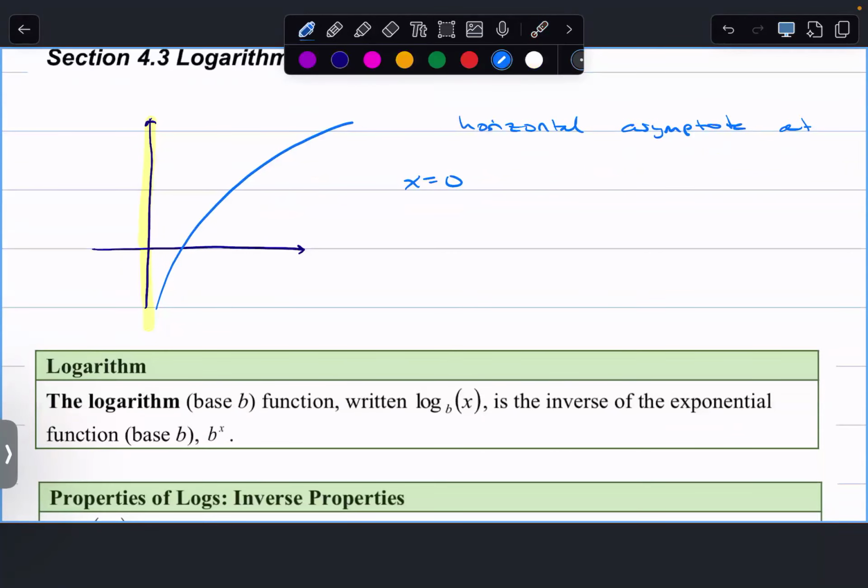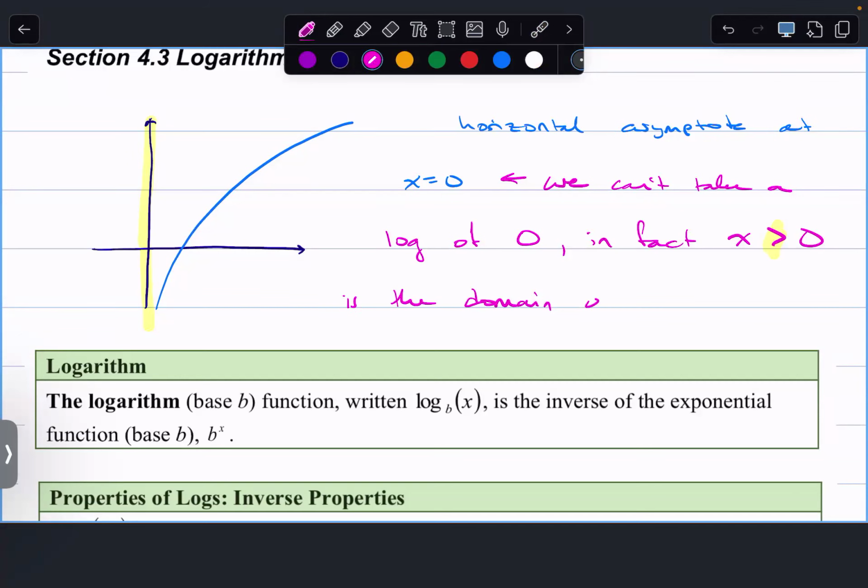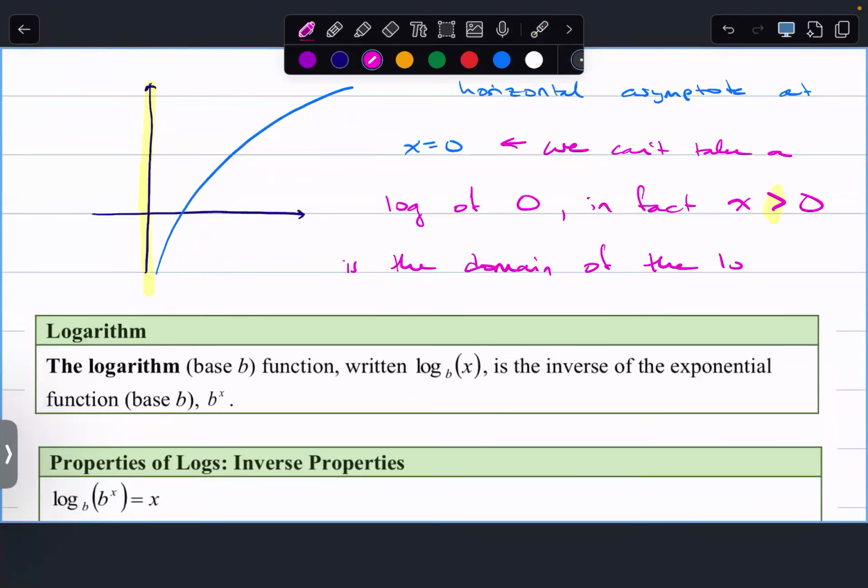What this means for us is we can't take a log of 0, but also I can't take the log of a negative number. It only works for positive x's. In fact, x must be greater than 0, not including 0, is the domain of the logarithmic function.